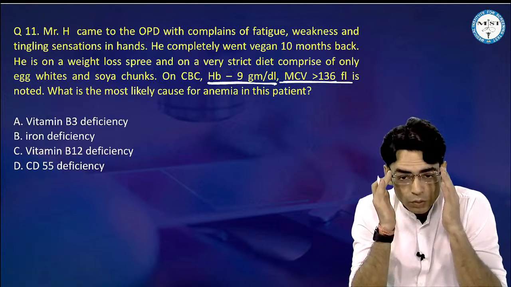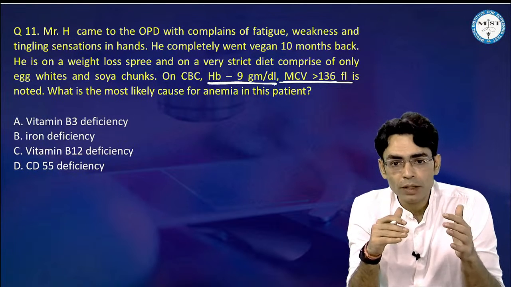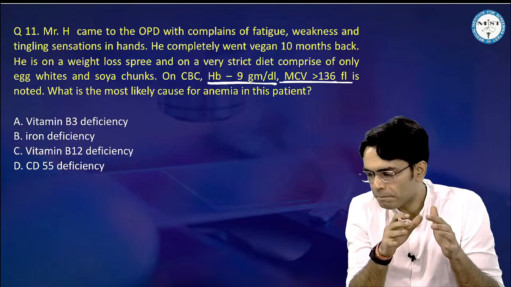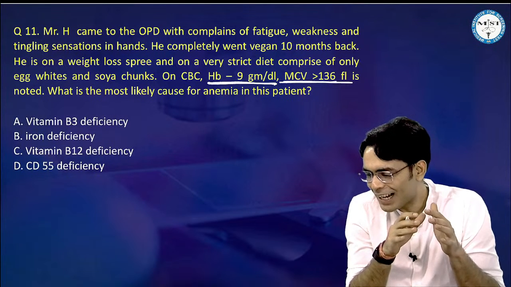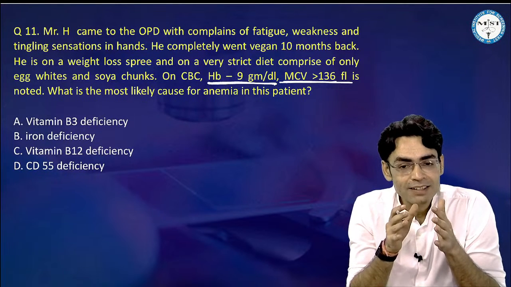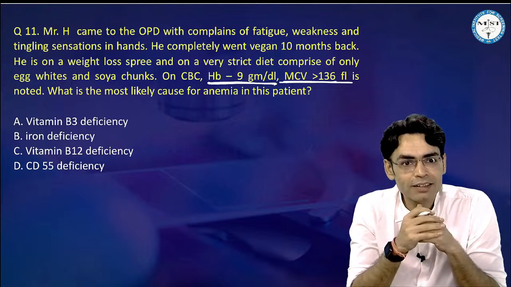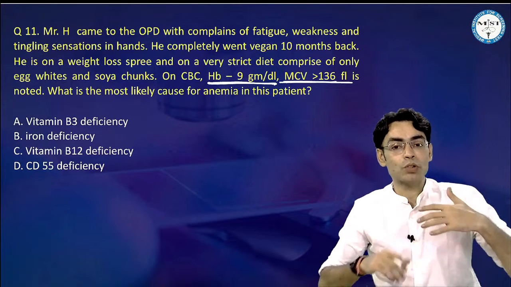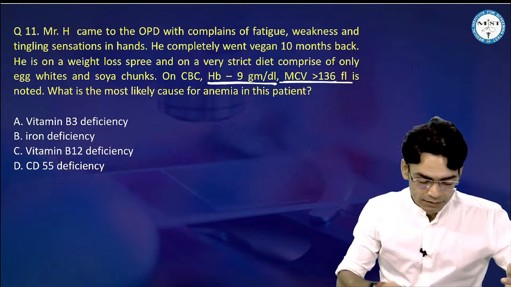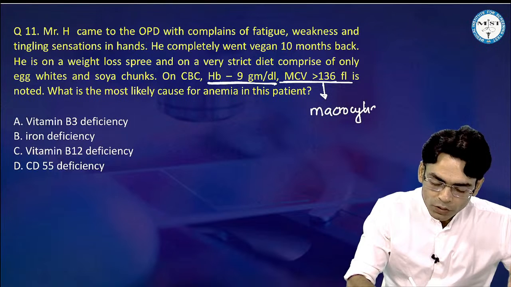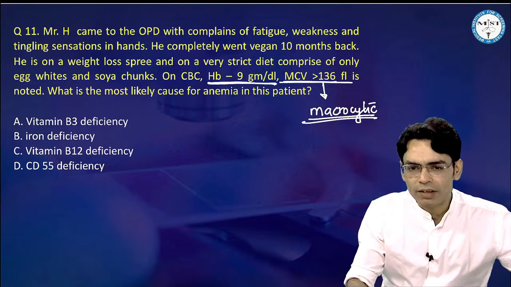Okay. So we know that by just seeing the hemoglobin levels, we can understand it's a patient of anemia. MCV is high, so that means the RBCs are big. What is the most likely cause for anemia in this patient? Now, they are talking about a macrocytic anemia. And when we are talking about a macrocytic anemia, what is the mnemonic we have learned? MDH.